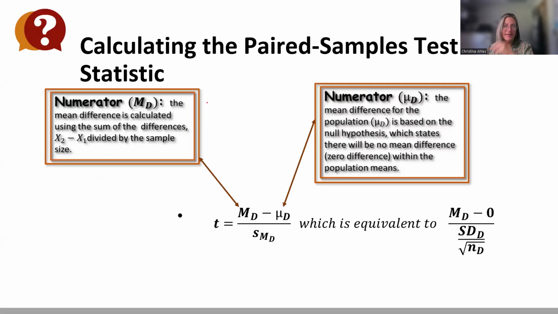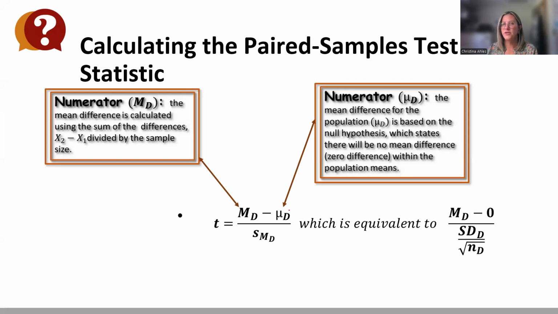So here is the test statistic for the paired t-test. In the numerator is the mean difference. It's basically finding those differences: x2 minus x1. Usually you take condition 2 and subtract condition 1, add the differences up, and then get the mean of those differences. That's what's called the mean difference, M sub D. And then, also in the numerator, is mu of D.